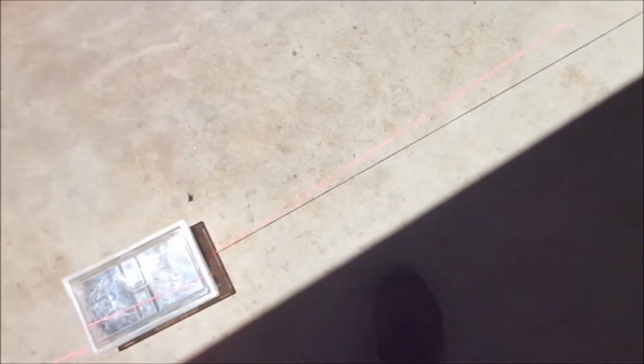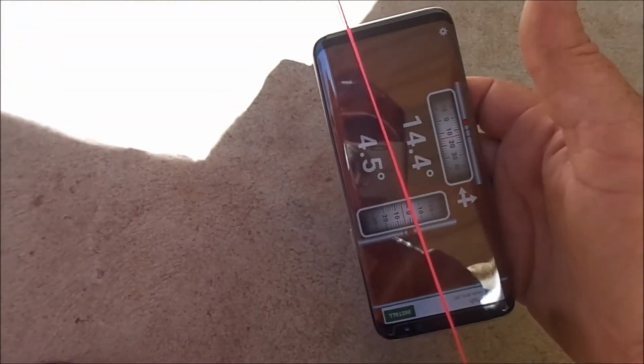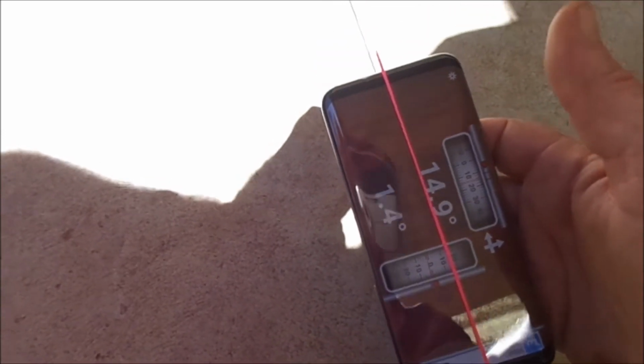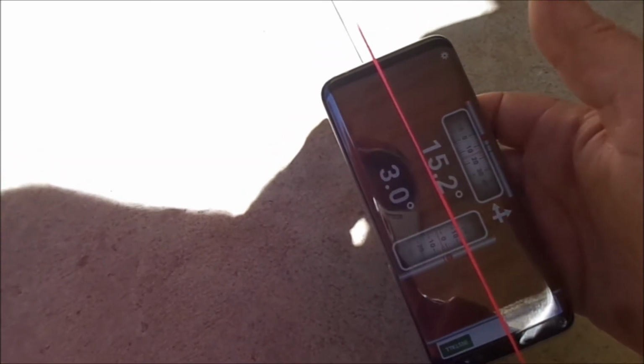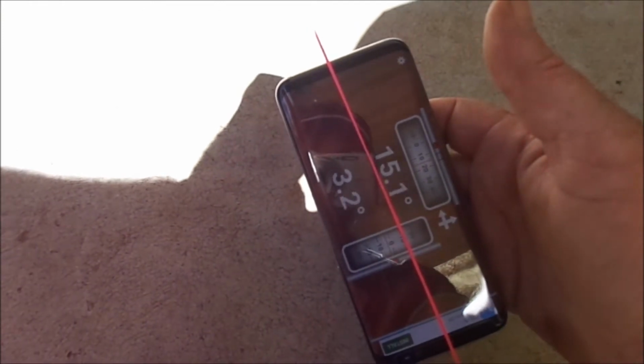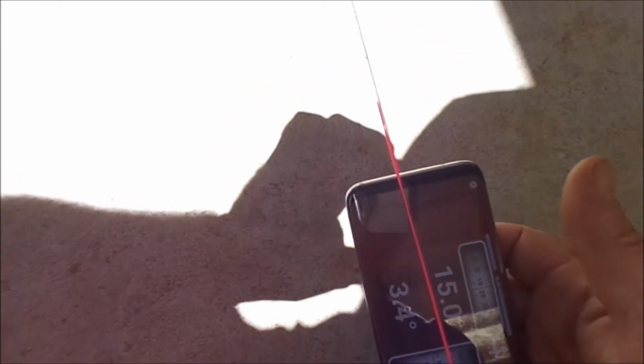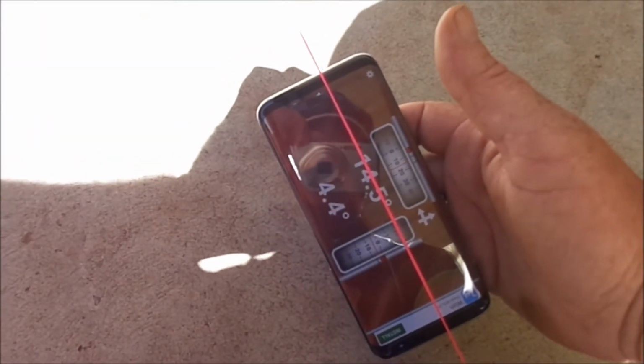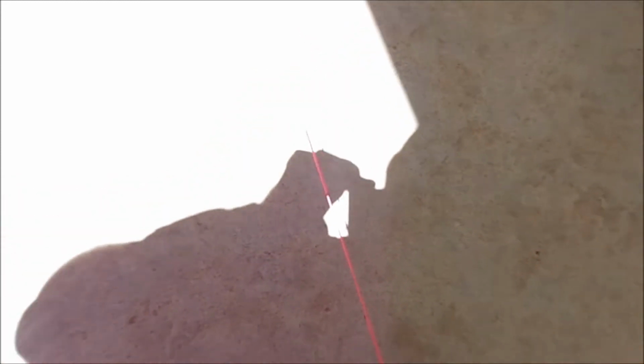Now what we want to do is measure the angle, which is roughly 14, 15 degrees. Roughly 14 and a bit, 15 degrees will go. Okay, so we've got 15 degrees.